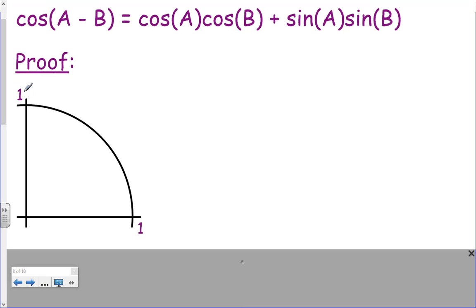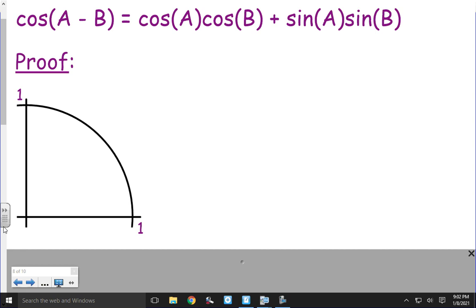So the composite argument property says that the cosine of A minus B is equal to the product of these two cosines plus the product of those two sines. So what I want to do is sketch these two angles, A and B. And what you're seeing here in front of you is a quarter circle. We could do this on a unit circle here, but this is just the quarter unit circle.